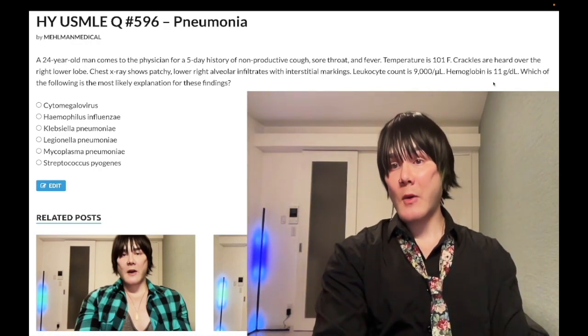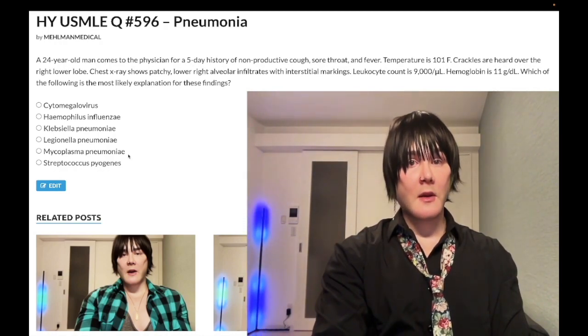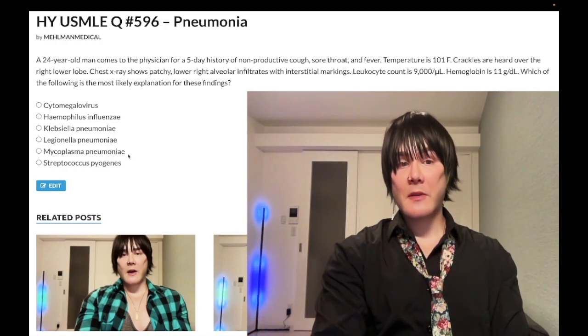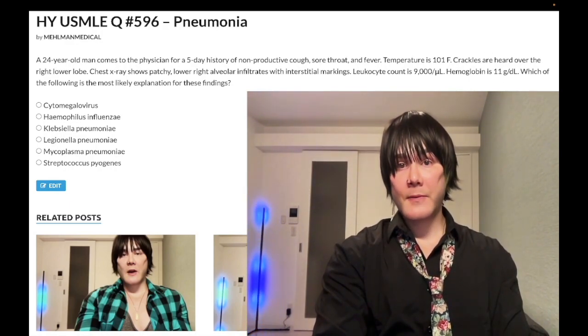And also, we have low hemoglobin here because mycoplasma can cause cold agglutinins. Okay, that's IgM antibodies against RBCs, cold autoimmune hemolytic anemia. So you can get low hemoglobin in mycoplasma. That made this question easier. Okay, if you knew that factoid, you can be rewarded that way.